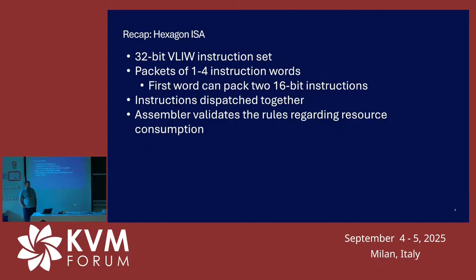To recap, if you're not familiar with the Hexagon ISA, it's a 32-bit very long instruction word ISA, and it can have as many as 4 instructions grouped together in a packet that gets dispatched together. There's a code size optimization that the first word can have 2 16-bit sub-instructions. And then there are some complicated rules about which instructions can legally be grouped together with one another, and the assembler works out all of those interesting details.